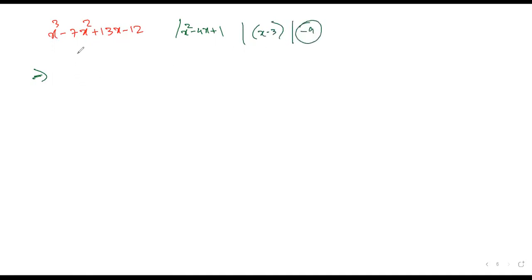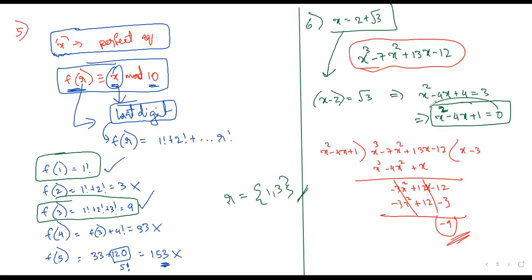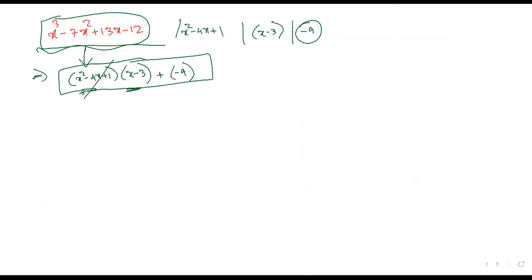What does it mean? Remember, dividend is equal to divisor into quotient plus remainder. That means this can be written as x squared minus 4x plus 1 into x minus 3, plus the remainder. So the whole thing can be rewritten in this format. Now, why is that important? Because we know that x squared minus 4x plus 1 is equal to 0 from the question. If that is equal to 0, then this entire term becomes 0. Therefore, this will be equal to minus 9.